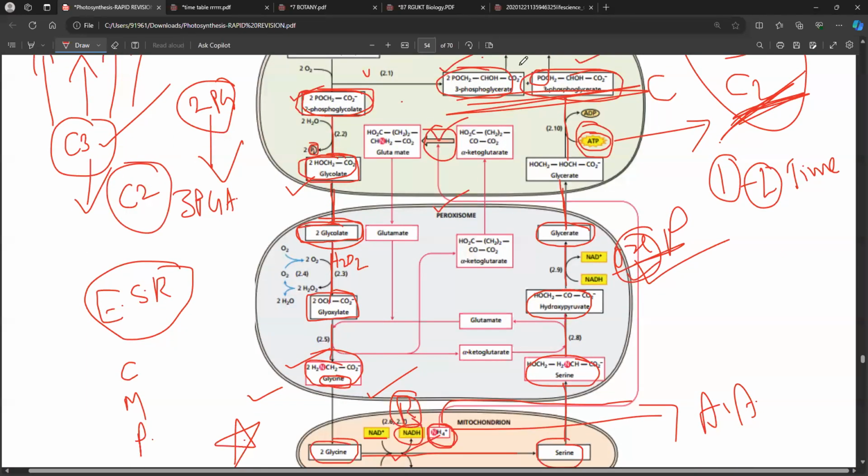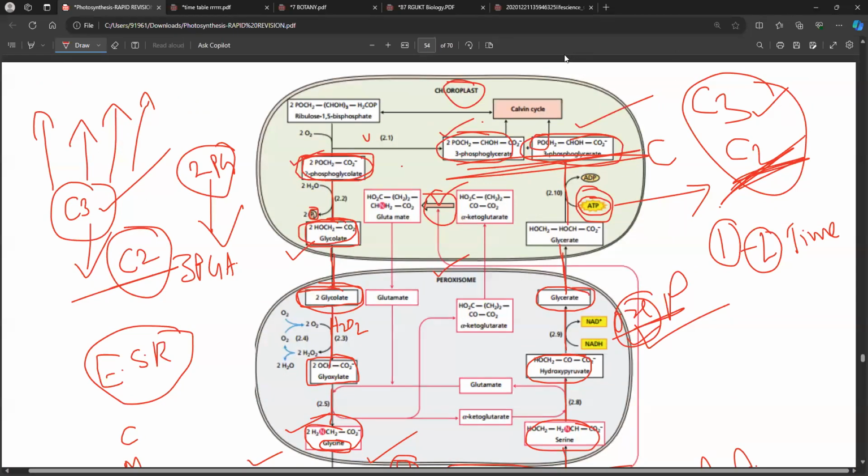Then you know what happened? The photosynthetic efficiency of the plant will decrease. As a result, I can say that the lifespan of the plant also gets decreased. That's a very important statement.